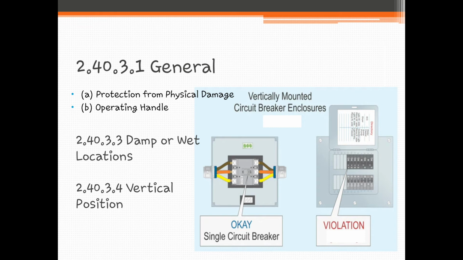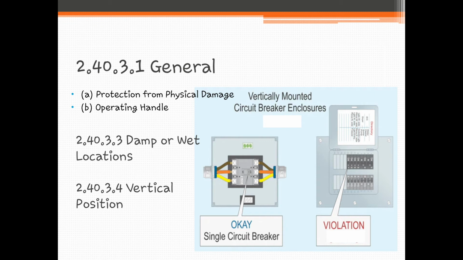So damp or wet locations. Enclosures for overcurrent devices in damp or wet locations shall comply with 3.12.1.2a. The next article is longer on damp or wet locations, but to think of it, we really cannot place our circuit breaker in wet locations, for safety.